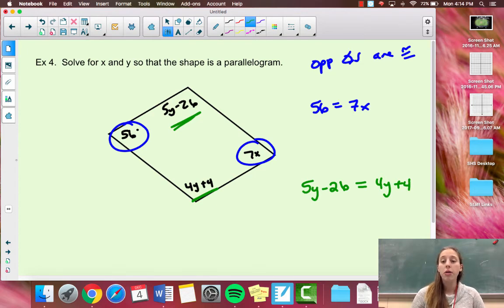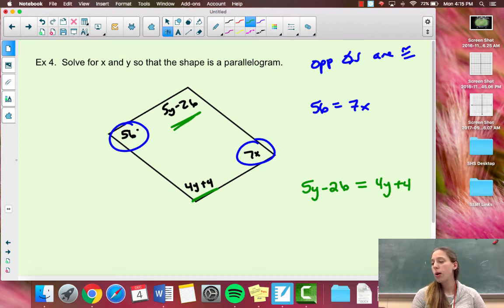So check on your paper and make sure you set those equations up the same. And then if you haven't solved, make sure you finish solving those and get the same answers. Okay. But really you're just solving for y, solving for x, and then you'd be done. So they don't care about the measures. They just want to know what would x and y have to be.